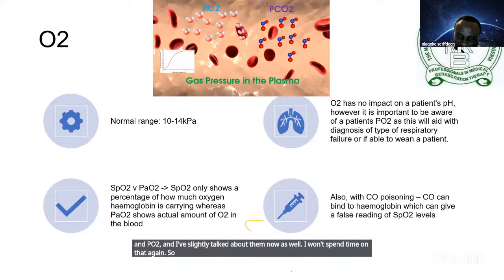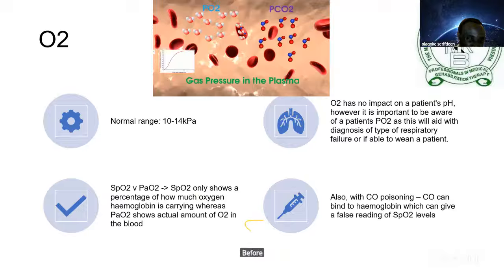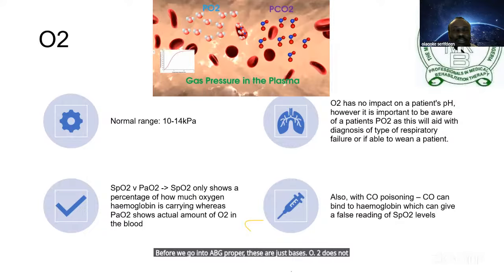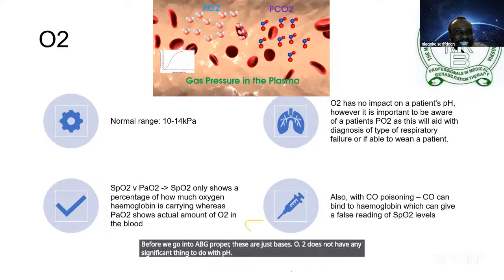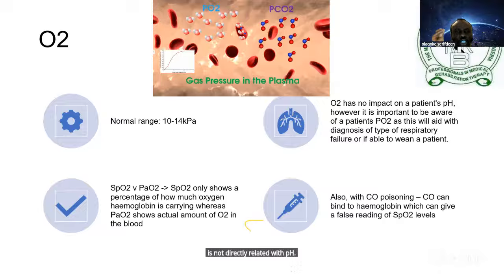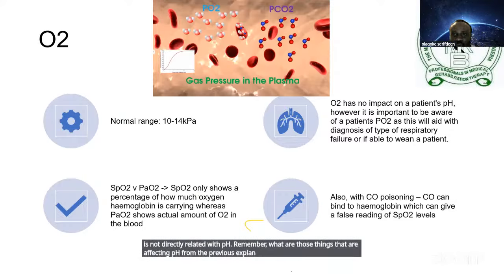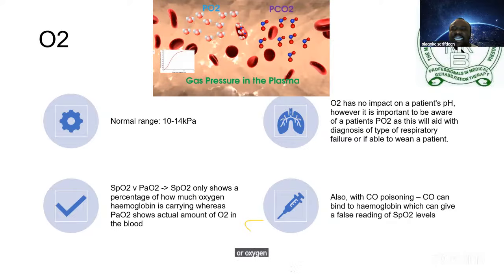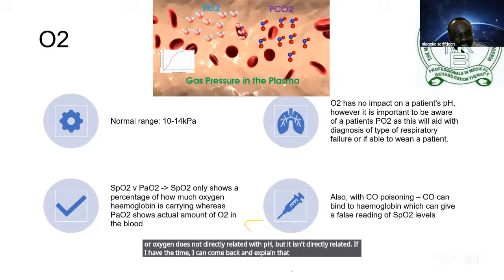And again, remember this, before we go into ABG proper, these are just basics. O2 does not have any significant thing to do with pH. It's not directly related to pH. Remember what affects pH from the previous explanation? You need CO2. Hydrogen can affect pH, because once CO2 goes up, hydrogen will go up. Hydrogen can impact pH, but oxygen is not directly related to pH. It is indirectly related. If I have the time, I can come back and explain that, but let's go with this basis first of all.